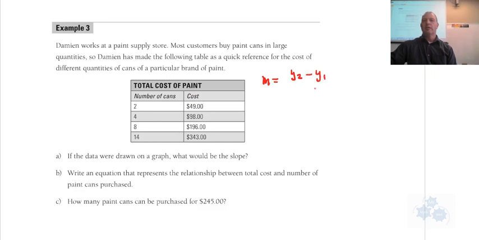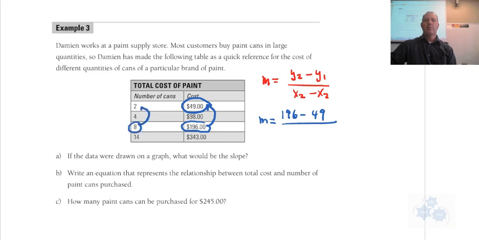y2 minus y1. We've been doing this for days, so hopefully you remember this. What that means is we take any y value and we subtract another y value. So let's say 196 minus 49 is on top. See the difference in y values. Then we go over and take the x values of the same points and we subtract those. And you can take any 2 points and compare them. And that's how we find the slope.